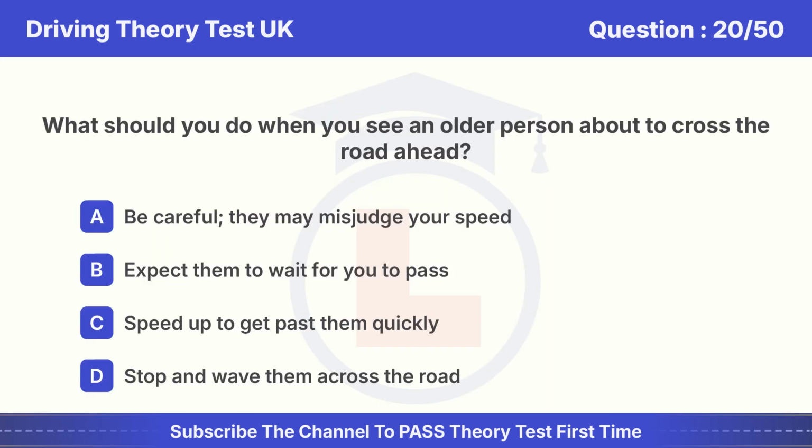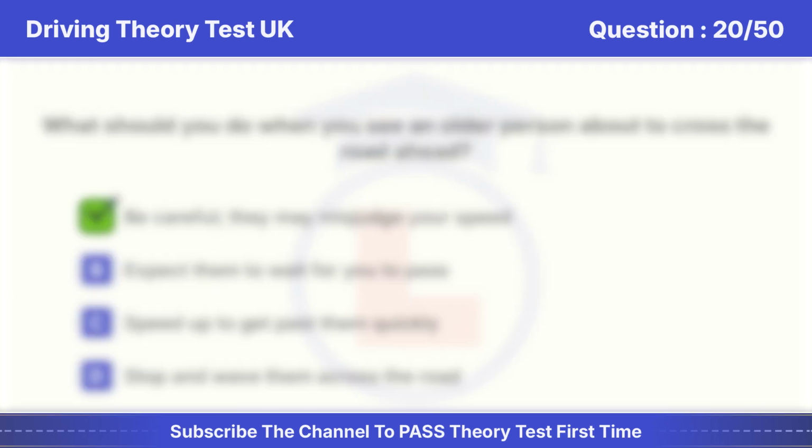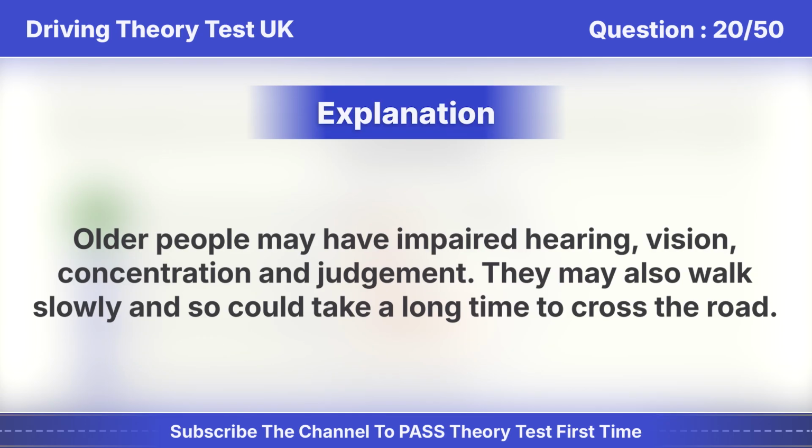Question 20. What should you do when you see an older person about to cross the road ahead? Answer is A. Be careful, they may misjudge your speed. Older people may have impaired hearing, vision, concentration, and judgment. They may also walk slowly and so could take a long time to cross the road.